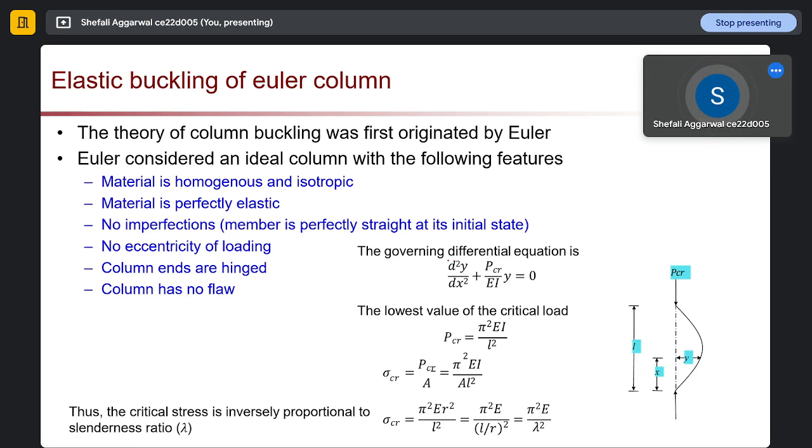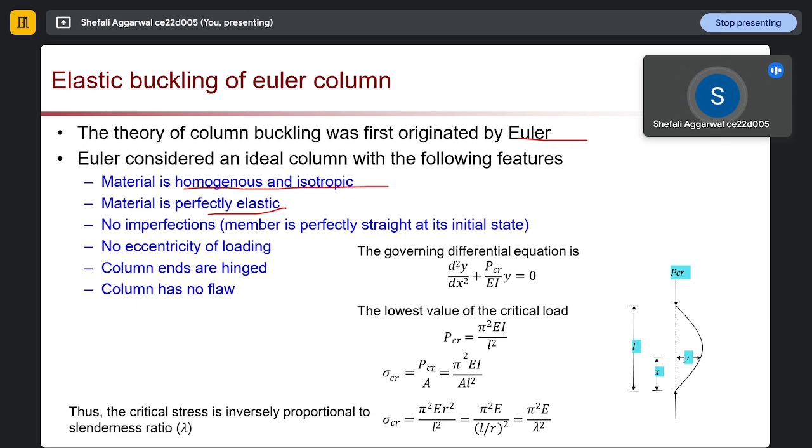Next thing about column section or compression member is elastic buckling theory. This theory was originated by the researcher Euler. So, what are the different assumptions he's taking? First assumption is the material is always homogeneous and isotropic. Second thing is the material is perfectly elastic. There is no plastic or any other component in our material. We are assuming it to be purely elastic.